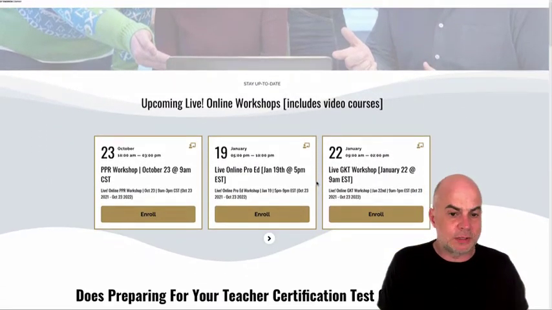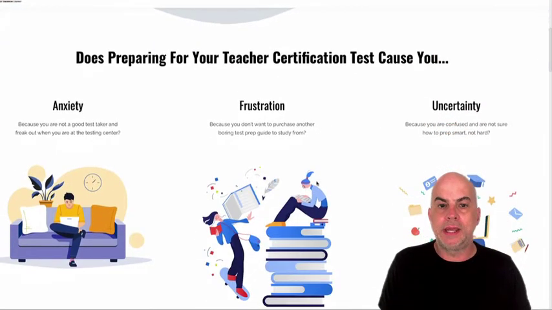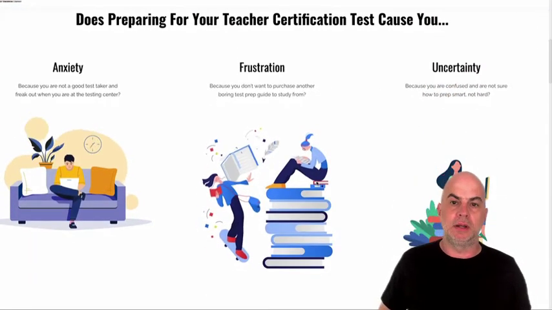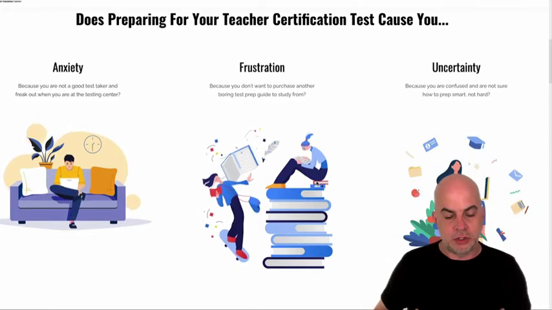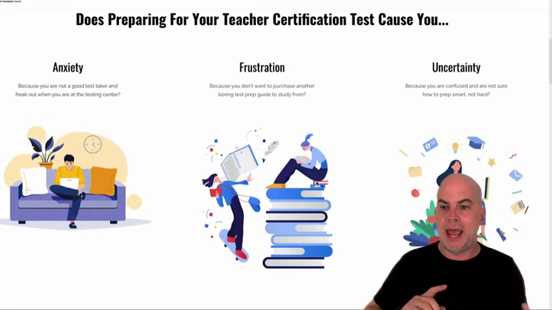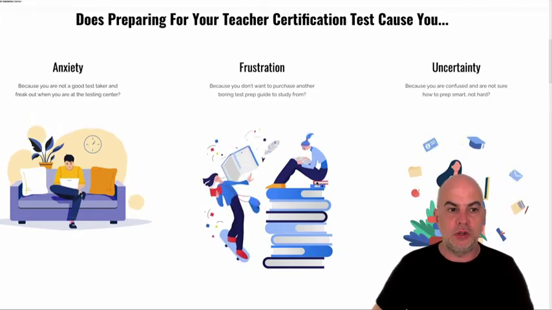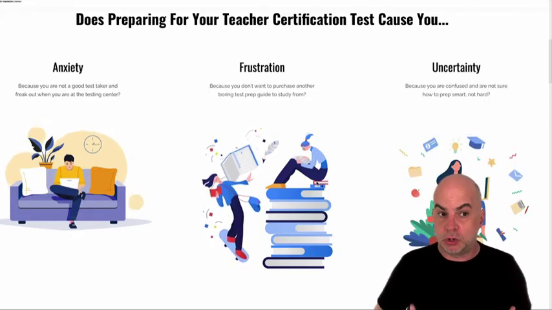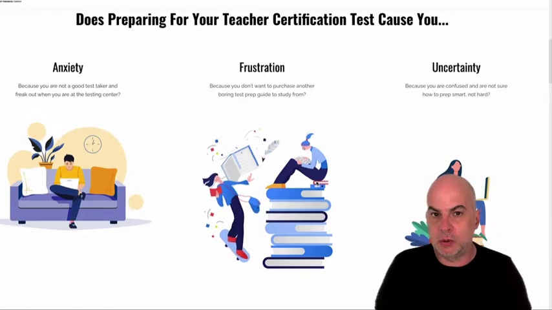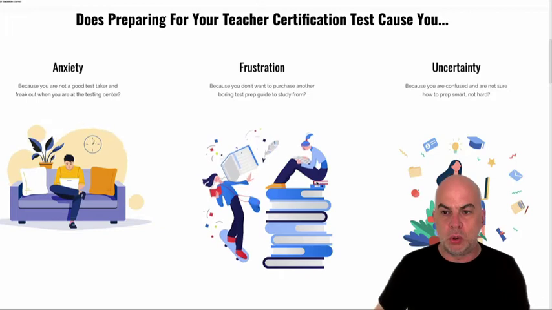Then we have some details about what's on offer. I can click through, and now we get to a lovely bit of problem agitation. So we've touched on my problem at the top. I need to get certified, and I'm confused. Now let's agitate that problem. Am I anxious? Am I frustrated? Am I confused? Am I anxious because I'm not a good test taker and I freak out when I'm at the testing center? Am I frustrated because I don't want to be bored?